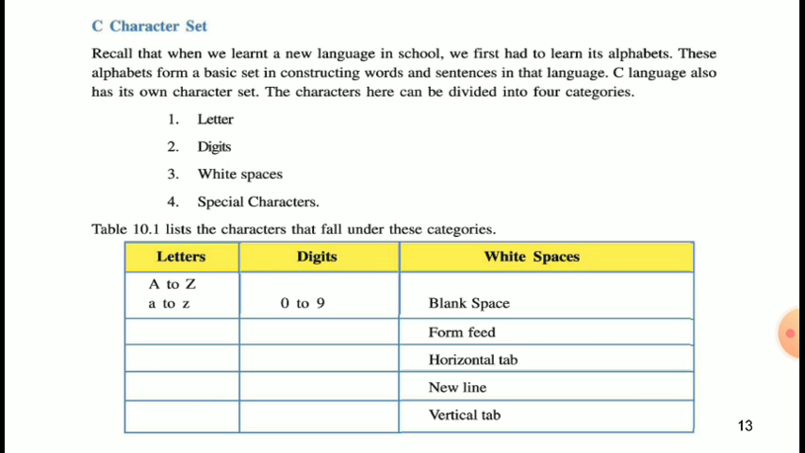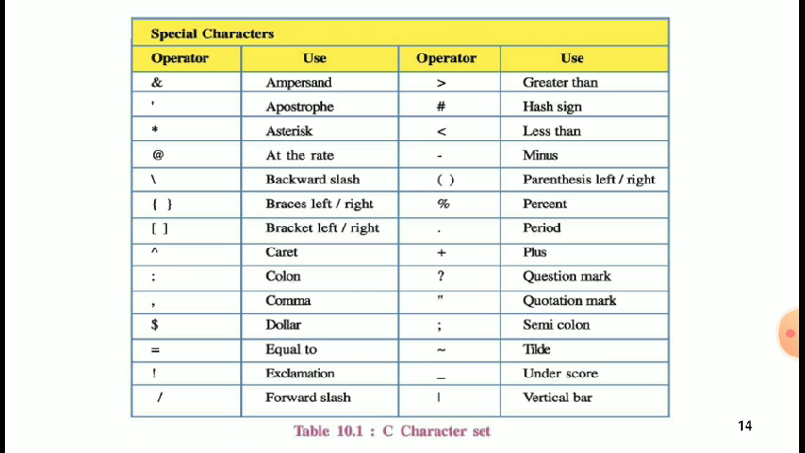So C programs are written using these characters: letters, capital A to Z and small a to z; digits, 0 to 9; and then white space: blank space, form feed, horizontal tab, new line, and vertical tab. Next are the special characters.